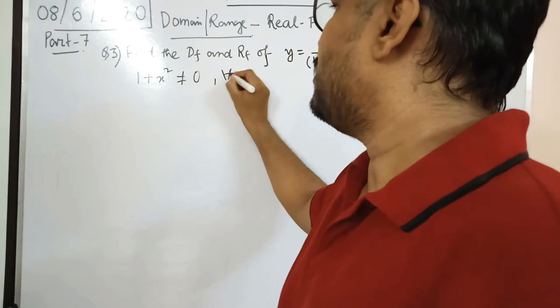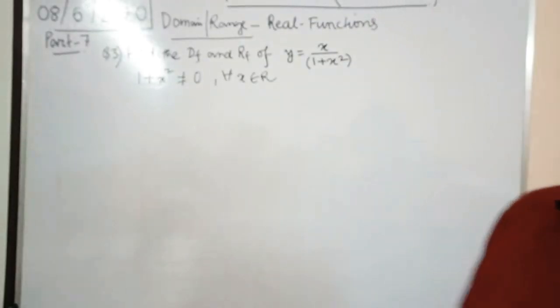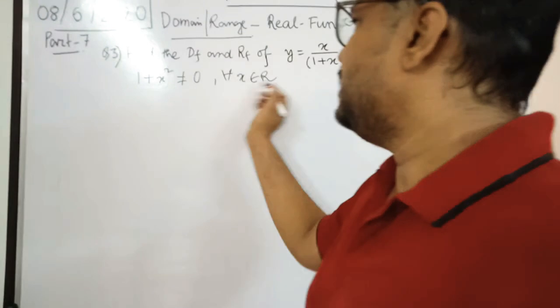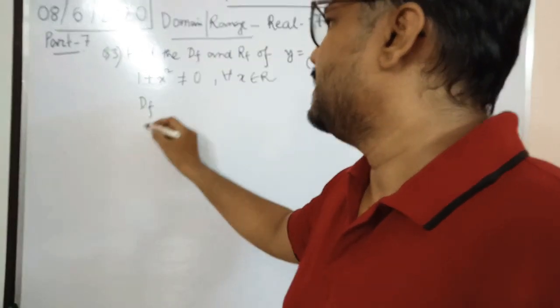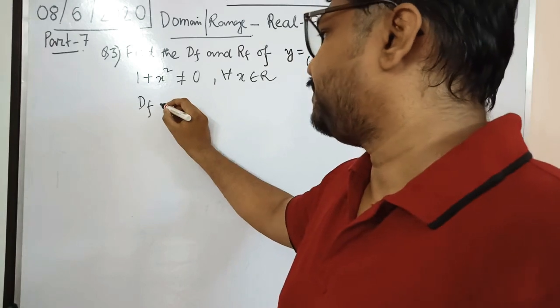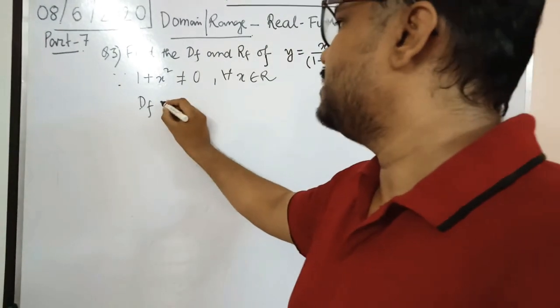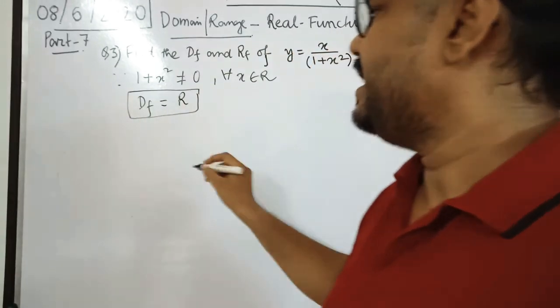So now here this 1 plus x square is already non-zero, always. Okay, so it's possible for all real values of x, because see, x square is positive, and if you add 1 to it, it will give you a positive quantity. So it's valid for all real values of x. So the domain, this is true. So you can write, since this is not equal to 0 for all values of x, the domain will be R. Okay, that means x can take up all real values.